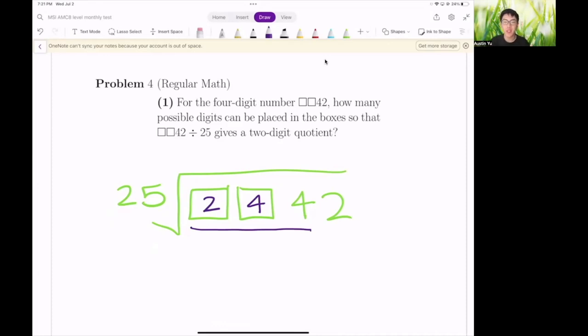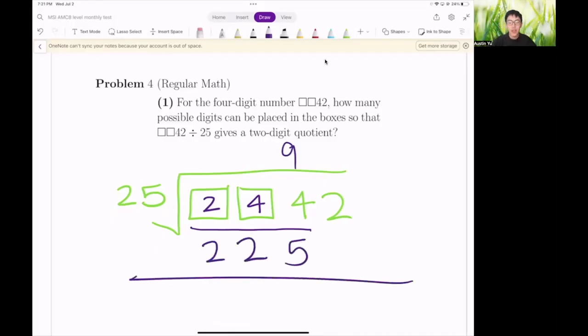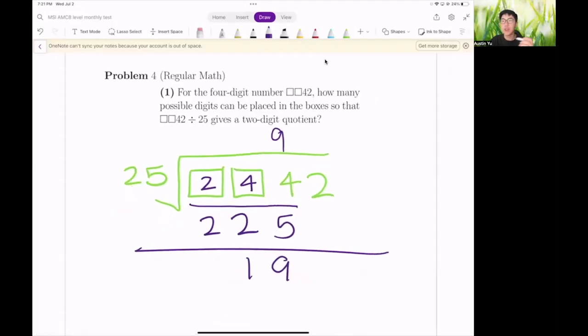And what does this give us? Well, how many times does 25 go into 244? If you said 9, you're correct. 9, 225. And then this time we have to subtract. So what is 244 minus 225? The answer is 19. And then 25 can't go into 19, so this time we have to drop down the 2.